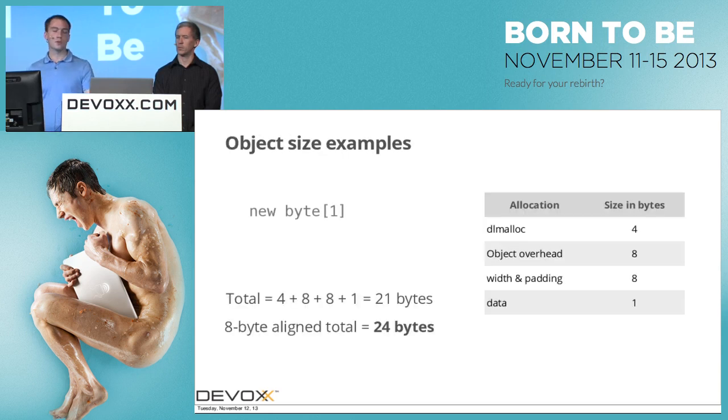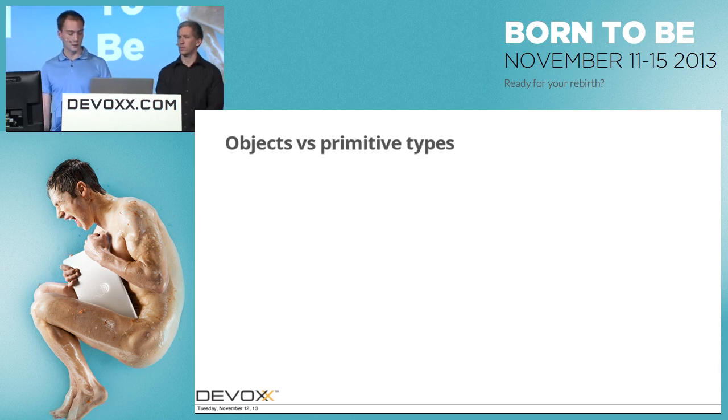So a very simple example, if you create an array of 1 byte, it's not going to use 1 byte. You're going to have a total of 21 bytes, which has to be rounded up to the nearest 8-byte boundary, so that's 24 bytes. So if you just want to use 1 byte in an array, you're actually using 24 bytes of memory.